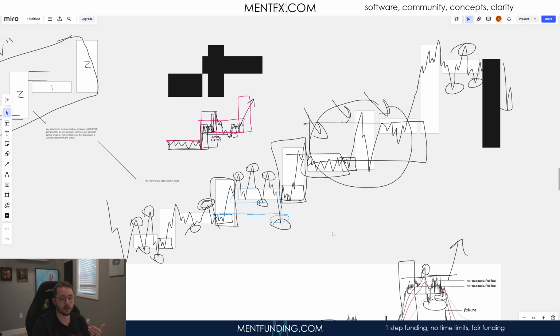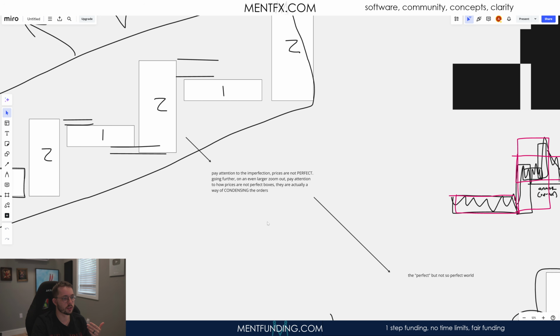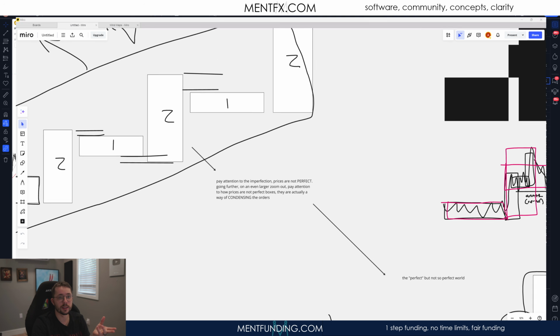Now, again, it doesn't have to be perfect. I teach a lot about this in the mentorship, but you guys can pause and read this if you want. The point of prices or understanding of stages is that they're not going to be necessarily perfect, but they are a condensed version of what actually is happening.